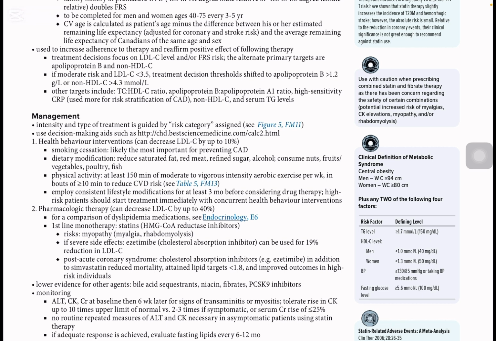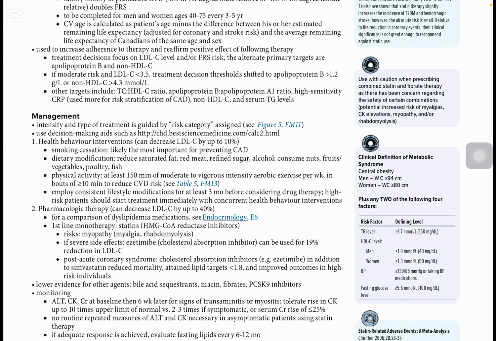For a comparison of dyslipidemia medication, first line monotherapy is statin, which is an HMG-CoA reductase inhibitor. Risk is myopathy, myalgia, rhabdomyolysis. If severe side effect, use ezetimibe. If the patient is complaining, like, I have severe pain in my arms, then you can switch to ezetimibe. Cholesterol absorption inhibitor can be used for up to 19% reduction in LDLC. So statin therapy was giving 40% reduction, ezetimibe is giving 19% reduction.